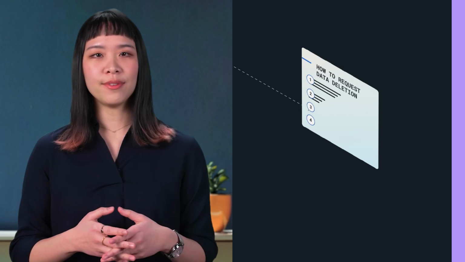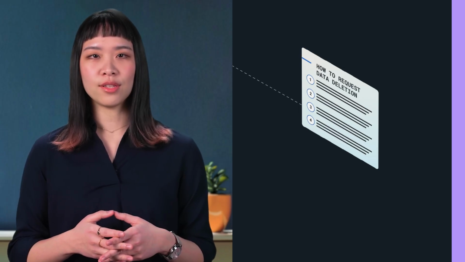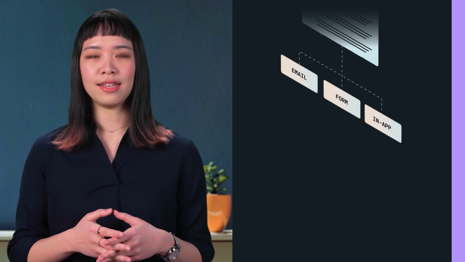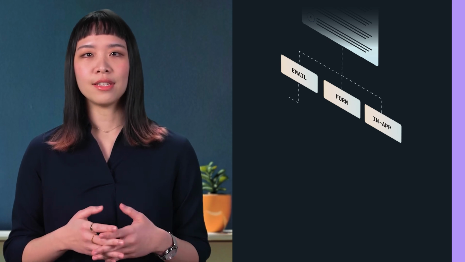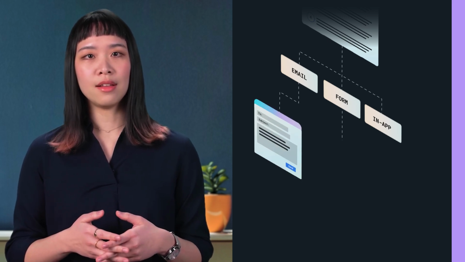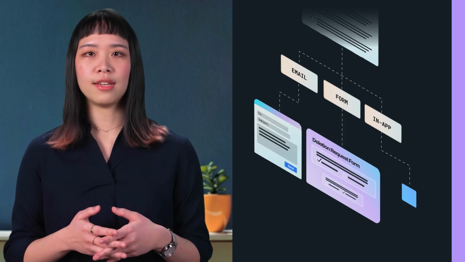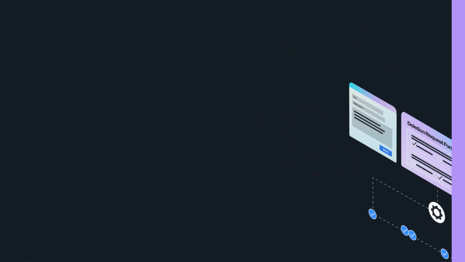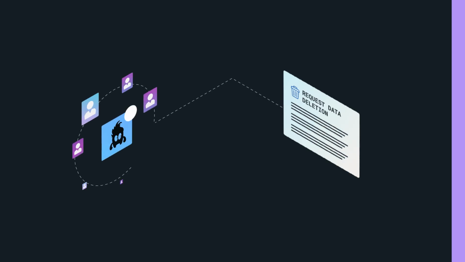First, you must provide your users with clear instructions for making a deletion request. Include the specific steps they need to take. Whether it's submitting a request via email, filling out a form, or using an in-app feature, the process should be easy to follow. Second, inform your users of any exceptions to the data deletion process.